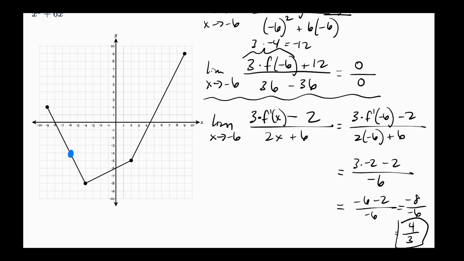Again, if it were to give me something that was 0 over 0, you would find the derivative again. You would just find the derivative of the top, find the derivative of the bottom, and plug it in again. Okay.